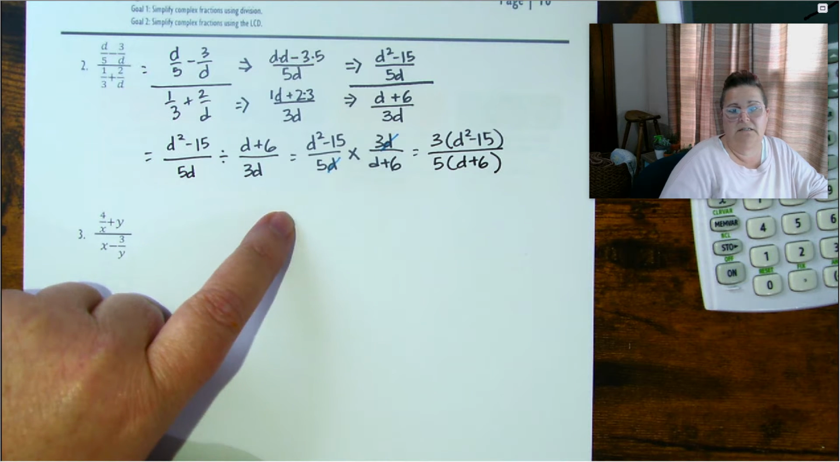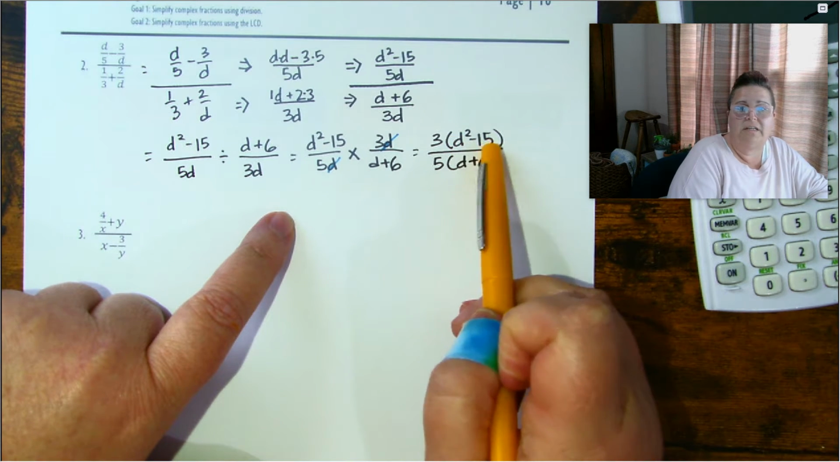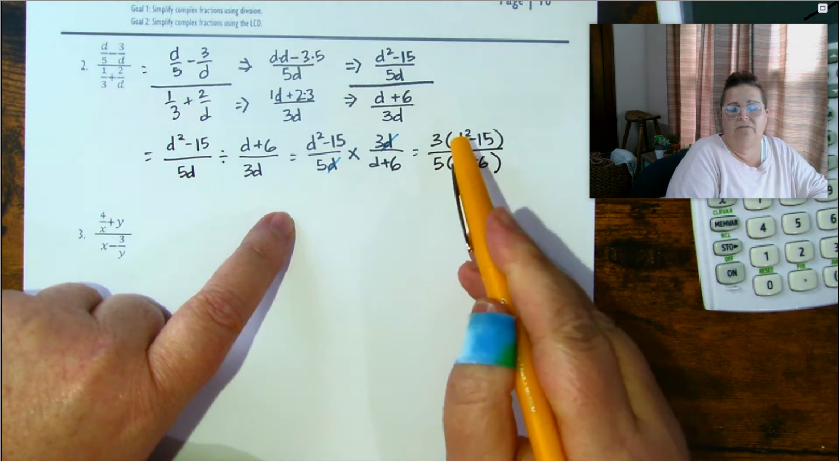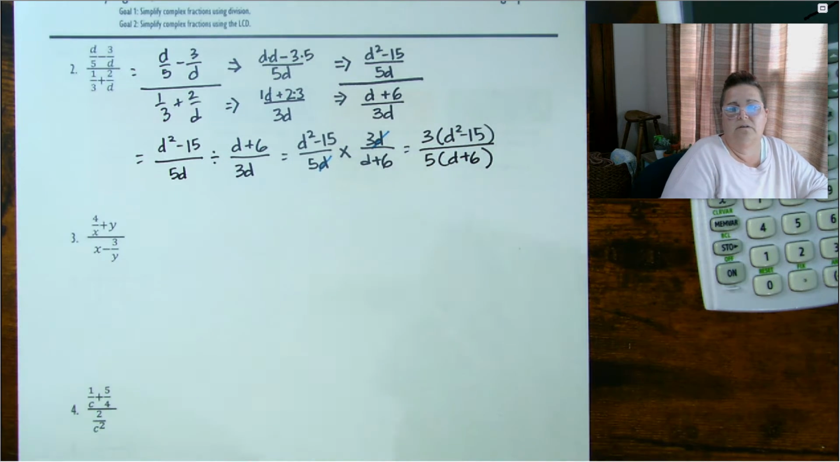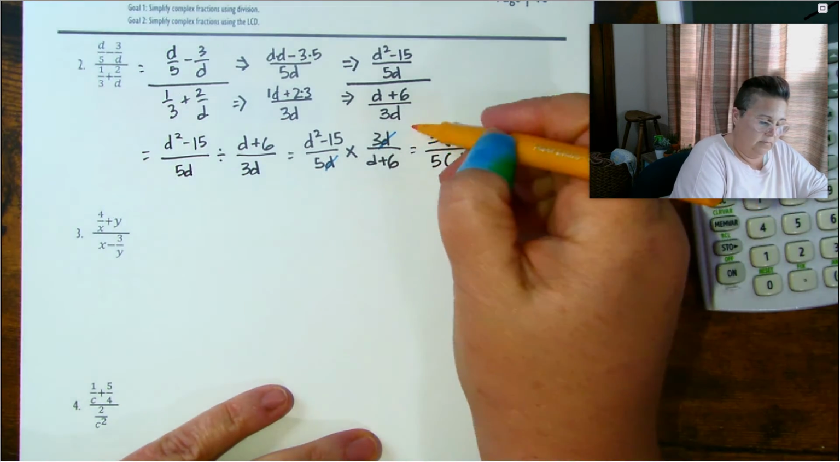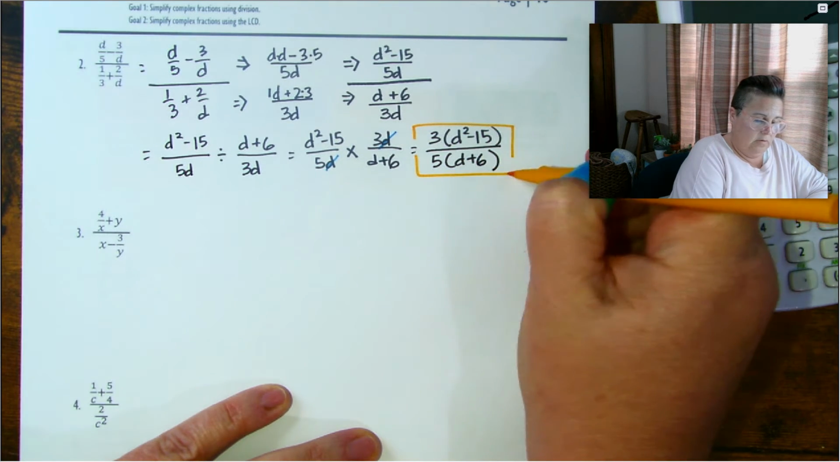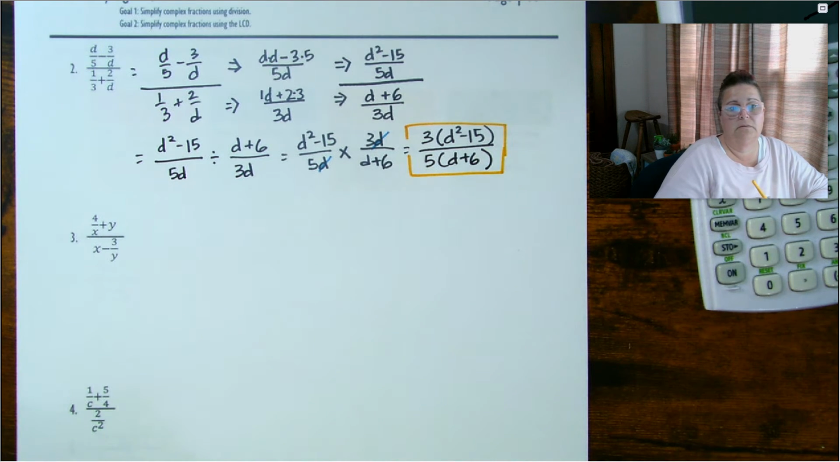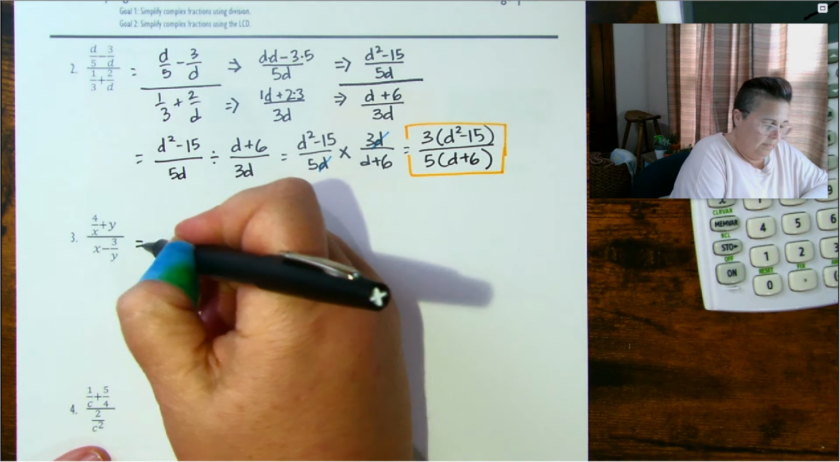I can't, the d squared, that's squared, but 15 isn't a square. So I can't factor that any further. D plus 6, yep, done. Okay. All right, that one's good. Let's try the next one.